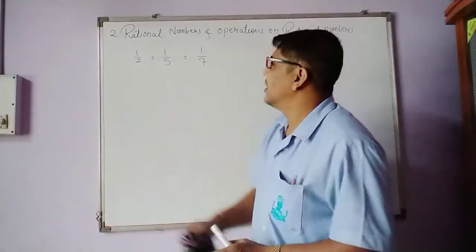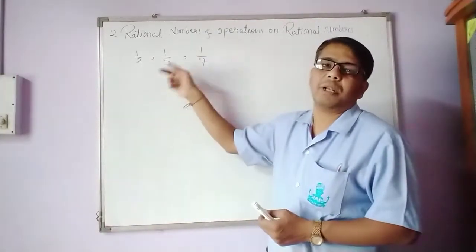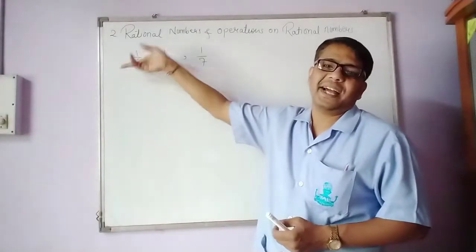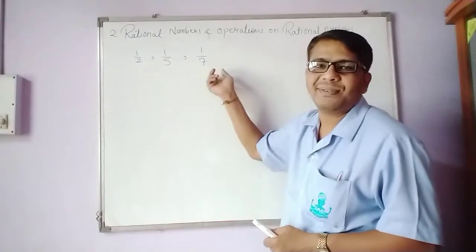Yes. So I can have the ascending and descending order. Ascending order 1 upon 7, 1 upon 5, 1 upon 2. And descending order 1 upon 2, 1 upon 5 and 1 upon 7. Yes.